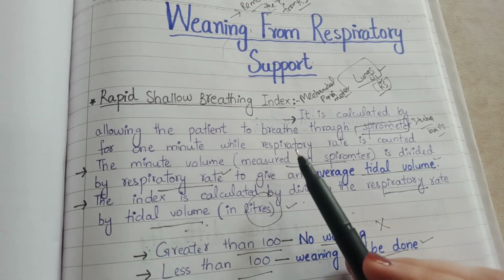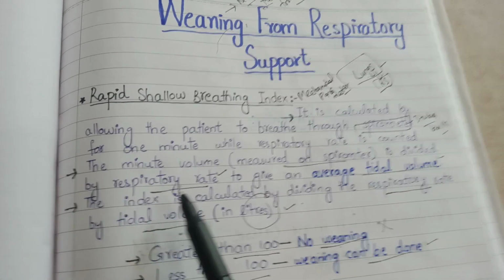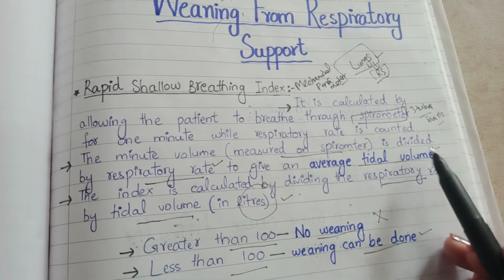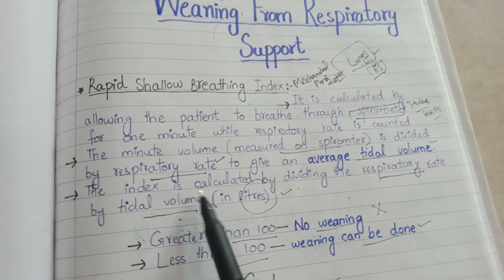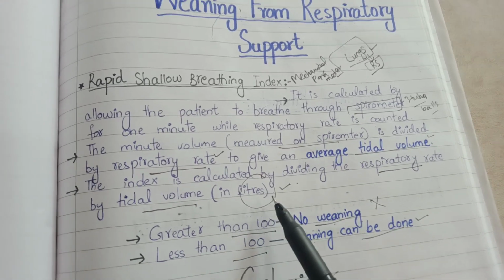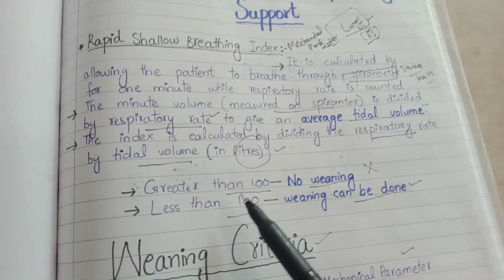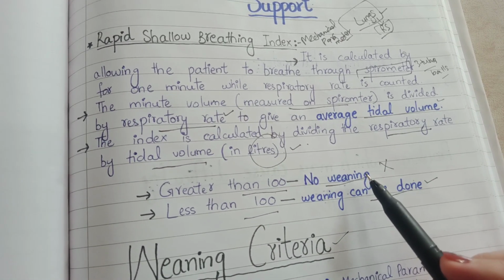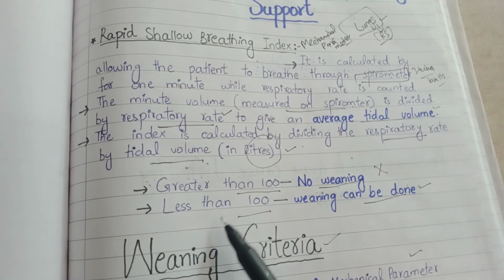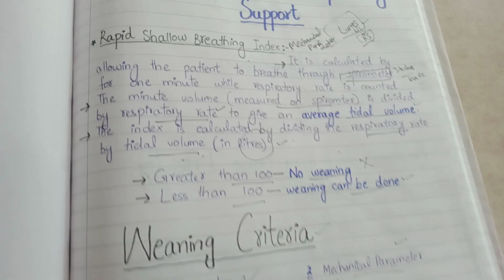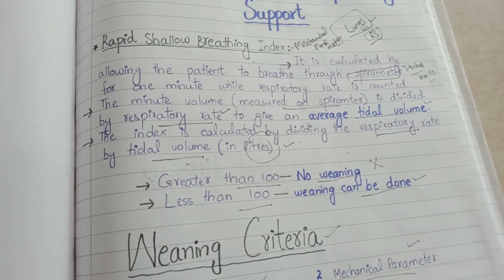The minute volume measured on the spirometer is divided by the respiratory rate to give an average tidal volume. Then the rapid shallow breathing index is calculated by dividing the respiratory rate by the tidal volume in liters. If the rapid shallow breathing index is greater than 100, then we cannot do the weaning of the patient, and if it is less than 100, then the weaning of the patient can be done. This is the mechanical parameter of weaning.